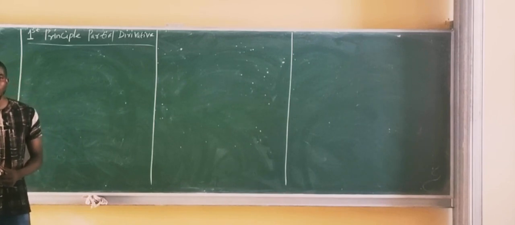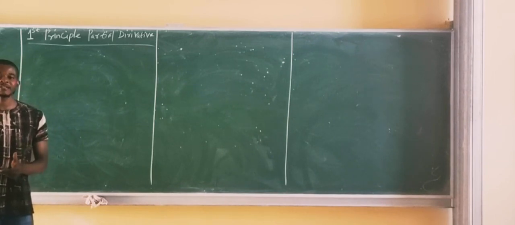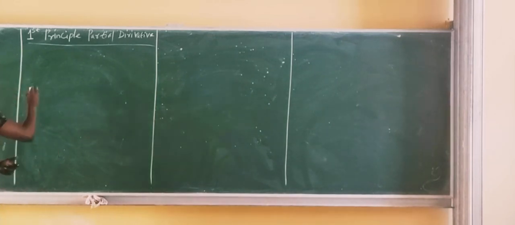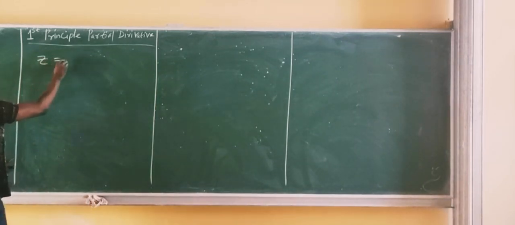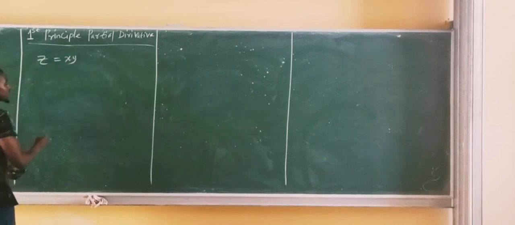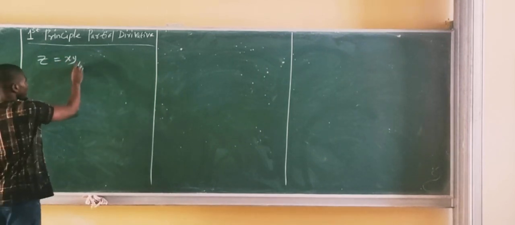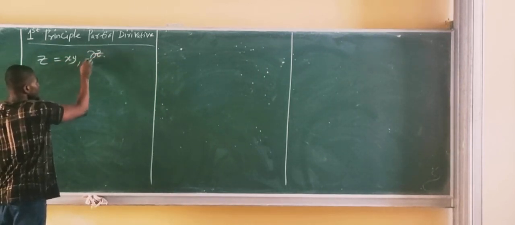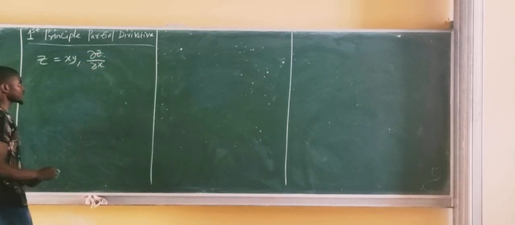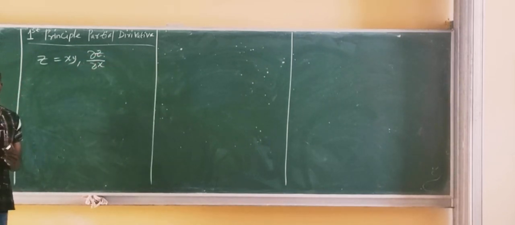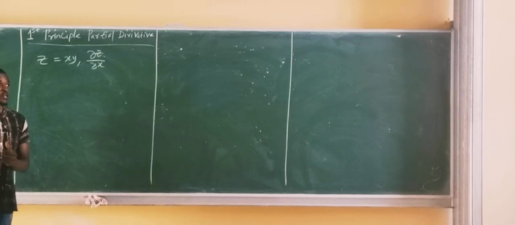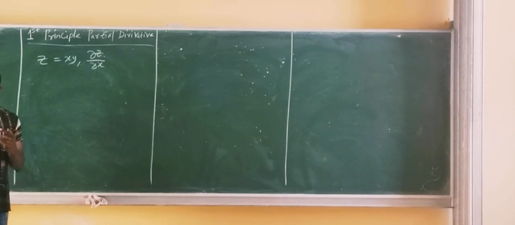Okay, so I'm going to show you how to find partial derivative from first principle. Now let's say I have z equal to xy, and I am asked to find the partial derivative of z with respect to x. First of all, the question says find the partial derivative of z with respect to x, which means that I'm going to treat y completely as constant.